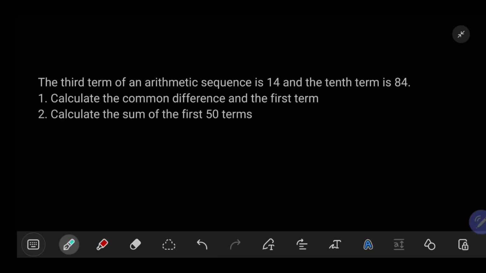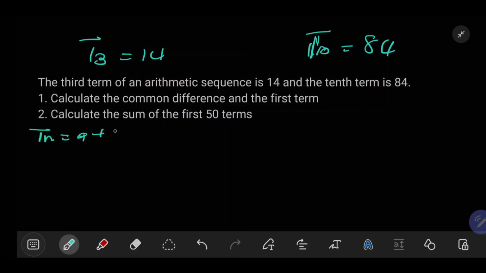Okay, so this thing is saying T3 of an arithmetic sequence is equal to 14. Okay, and then T10 is equal to 84. But remember we're dealing with what? An arithmetic sequence. And then they want you to calculate the common difference and the first term. So how do we interpret this information? We are in arithmetic sequence. When we're given an arithmetic sequence, we know that our general formula is Tn equals a plus (n minus 1) multiplied by the difference.